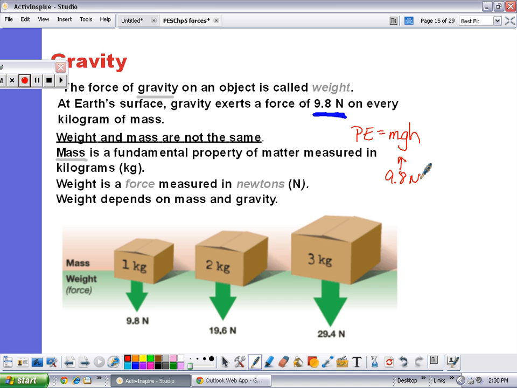So weight and mass, though, are not the same thing. Mass is a fundamental property of matter, measured in kilograms. Weight is the force, measured in newtons. But weight depends on mass and gravity. So the more mass that you have, the more gravity has to pull, so therefore it increases the weight.